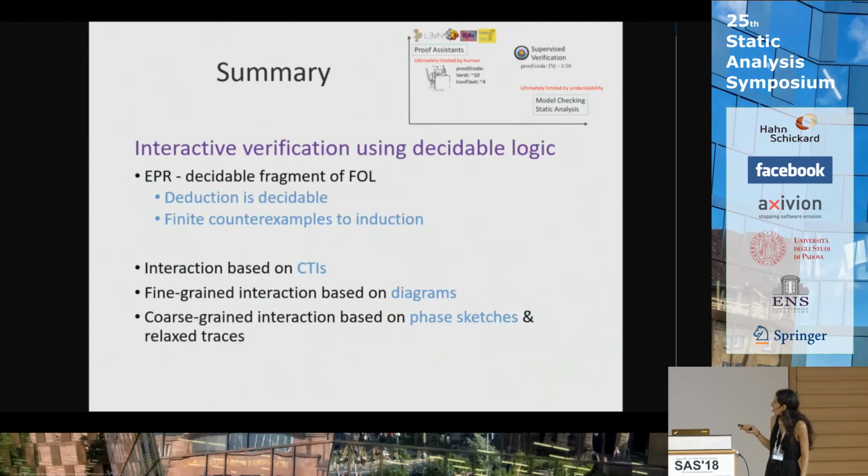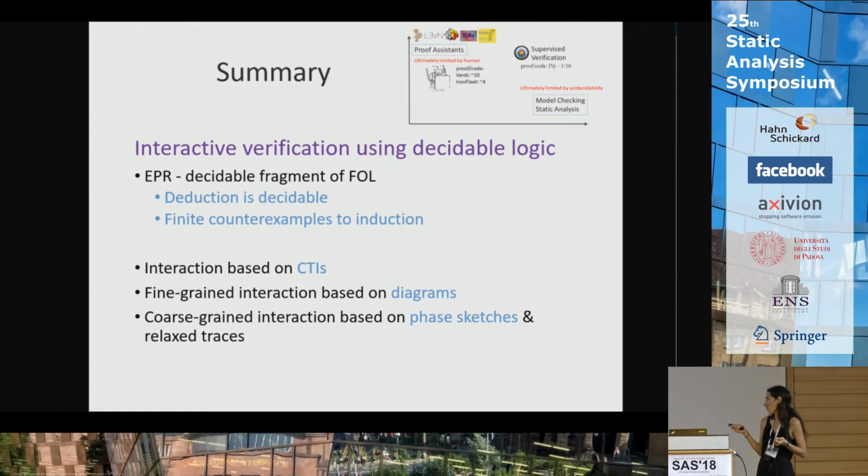Okay, so I think I will skip and just summarize. This talk was about interactive verification using decidable logic. I didn't always emphasize it, but the fact that we use decidable logic was important in every step, including for UPDR or phase UPDR. This is what ensures that UPDR makes progress. Every check that it does is decidable because of this EPRness. So it was very important for us.